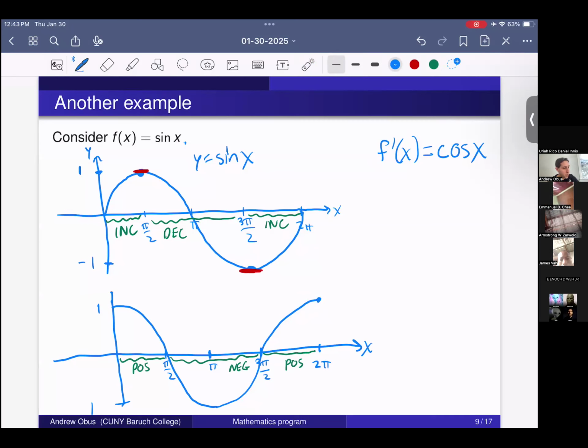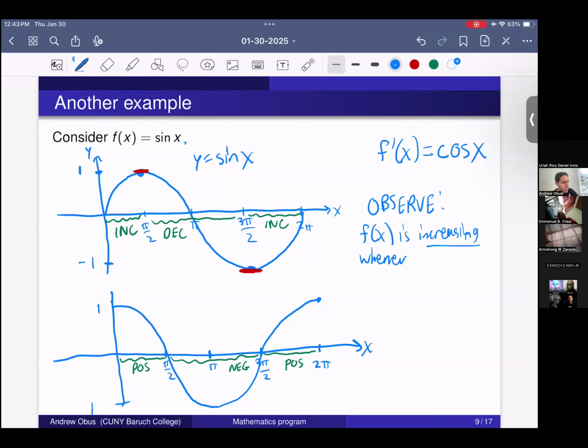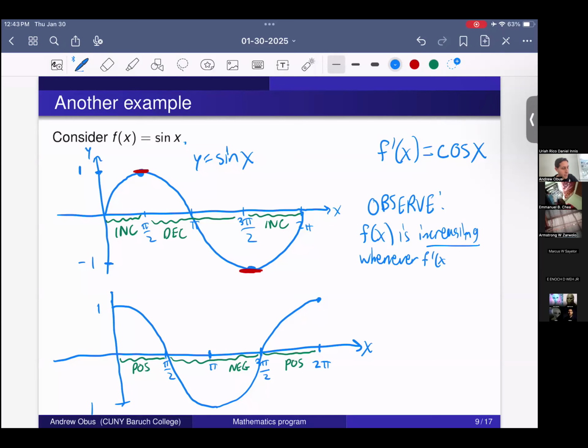And so I'm just going to observe what I just said. f of x is increasing whenever f prime of x is positive.